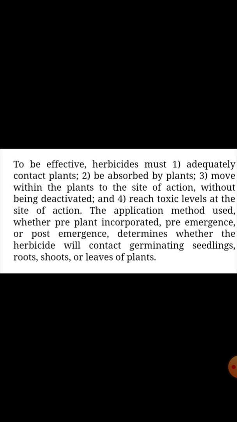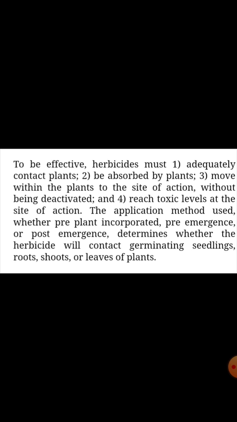For herbicides to be effective, what are the characteristics that a herbicide should have, so that it may cause the death of the plant, or produce desirable results, so that we can get rid of perennial weed plants especially.